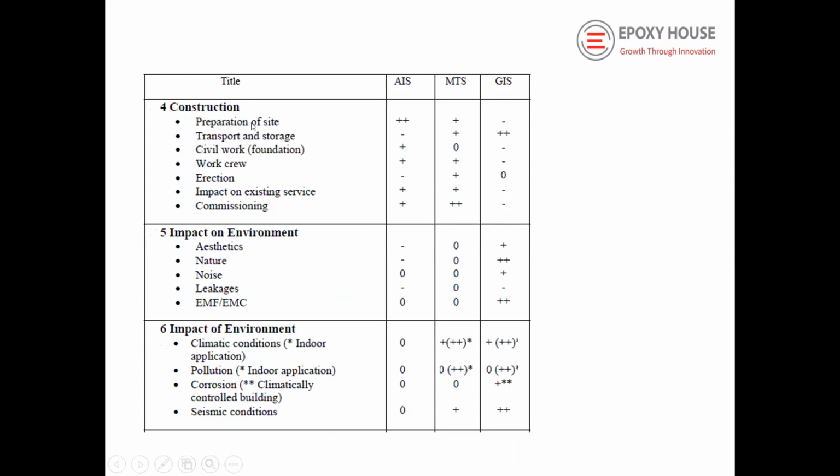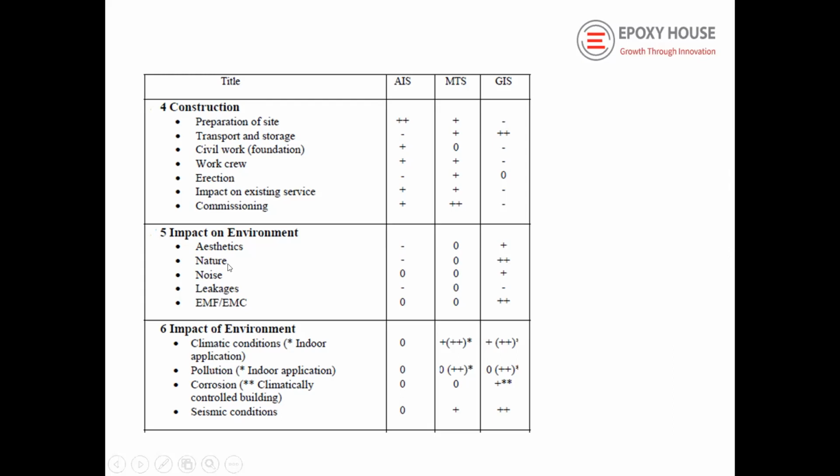So these are the other things. Construction is possible in the AIS, but in GIS it is not possible. These are some of the advantages and disadvantages. Impact on environment: in most of the cases it is good in GIS. GIS is very good aesthetically, because you can use it in rural areas and urban areas where you want very good aesthetics. Also, you can use it in a park area.